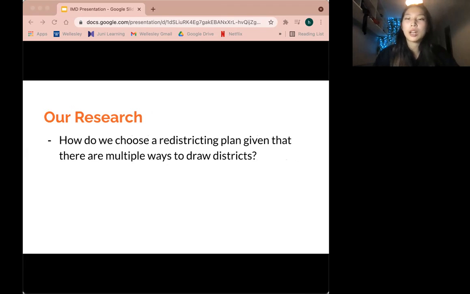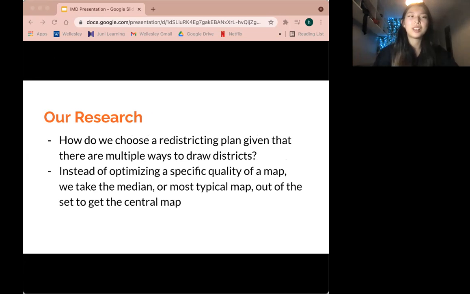So now, getting more into our research, the heart of our research is: how do we choose a redistricting plan given that there are multiple ways to draw districts? We saw before that there are multiple ways. And the previous research, as I highlighted, tries to either focus on a specific quality of a map, or they just try to determine whether a state has been gerrymandered or not.